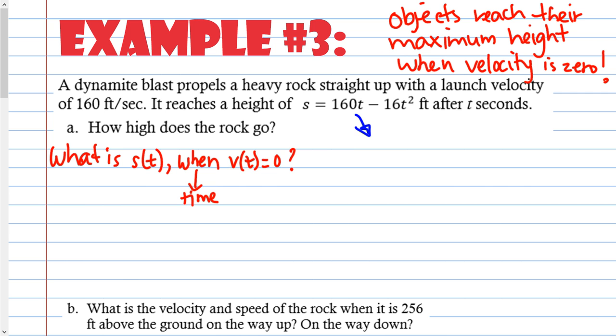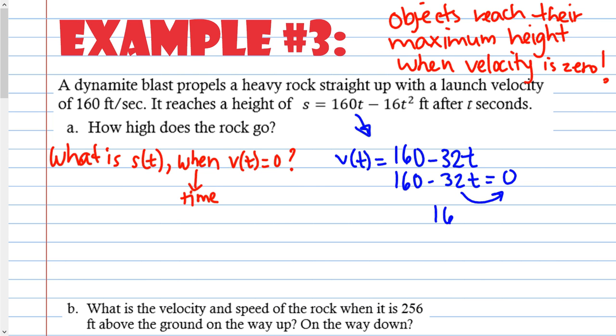So I'm going to go ahead and just derive this. So velocity is 160 minus 32t. I'm going to take this and set it equal to 0. So 160 minus 32t equals 0. I don't like the fact that the t has the negative, so I'll just move that way. So 160 equals 32t.